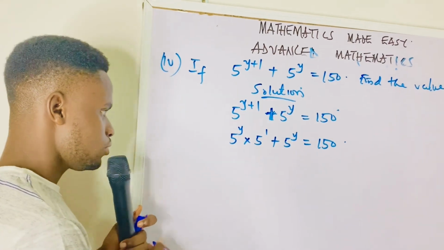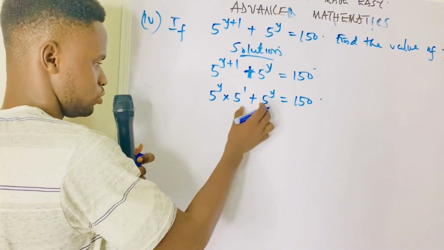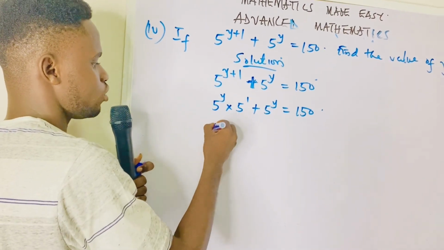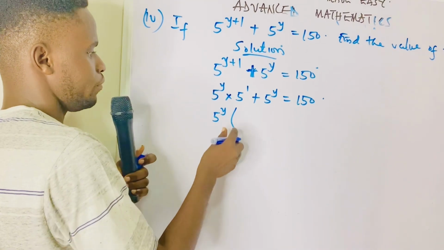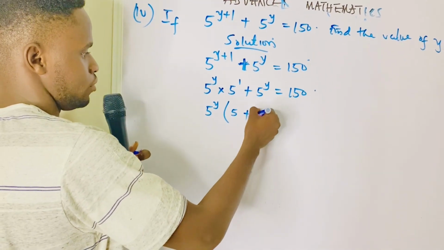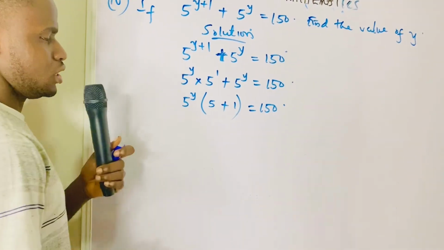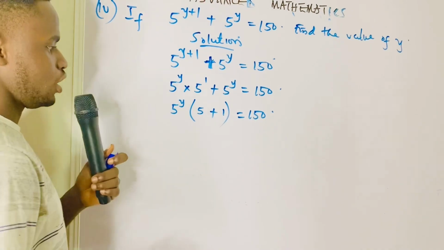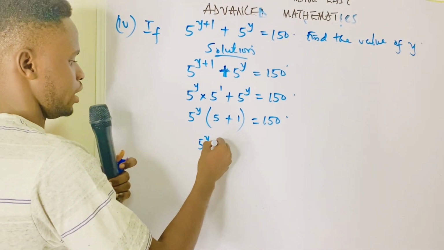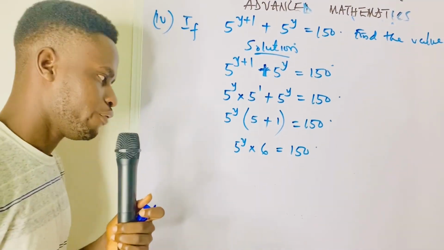150. Now what you notice there is that something is common. What was that? 5 raised to the power y. You can just take out 5 raised to the power y. 1 will be left there, so we are left with 5 here, plus 1 here, because 5 raised to the power y will be left with 1. Equals what? 150. Simplify inside the bracket: 5 plus 1, that will be what? 6. So we have 5 raised to the power y times 6 equals 150. But don't forget, I'm looking for y.